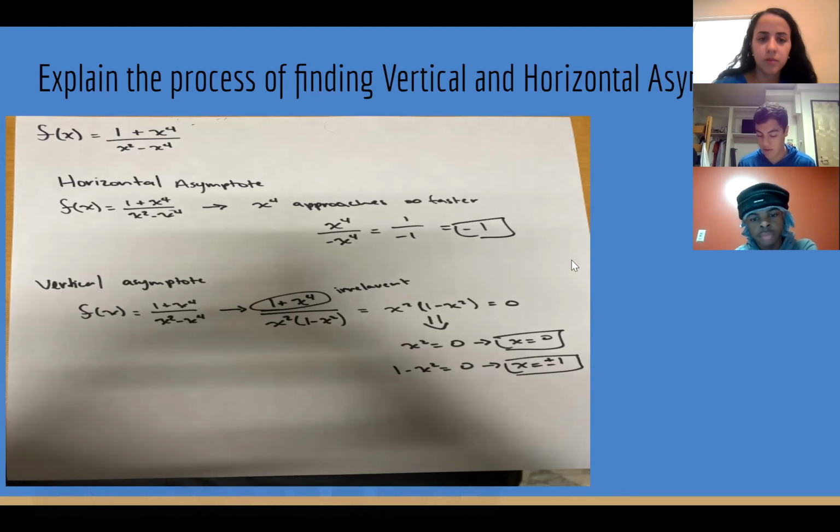Those would be our 3 vertical asymptotes, and our horizontal asymptote for the limit approaching infinity.